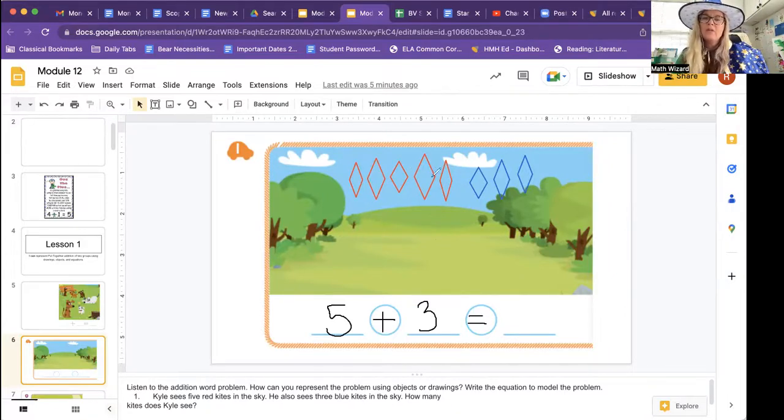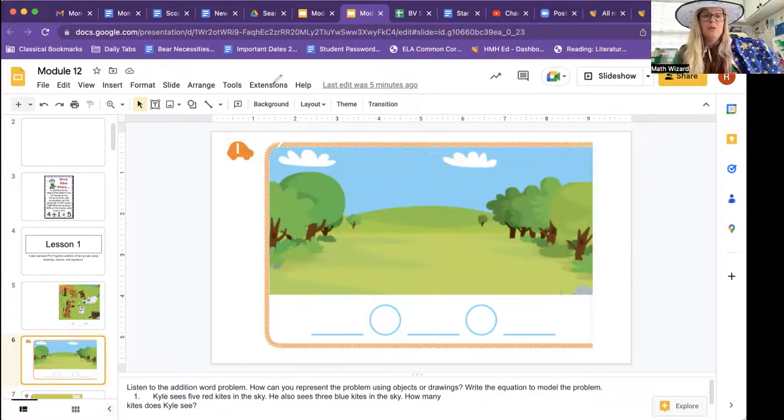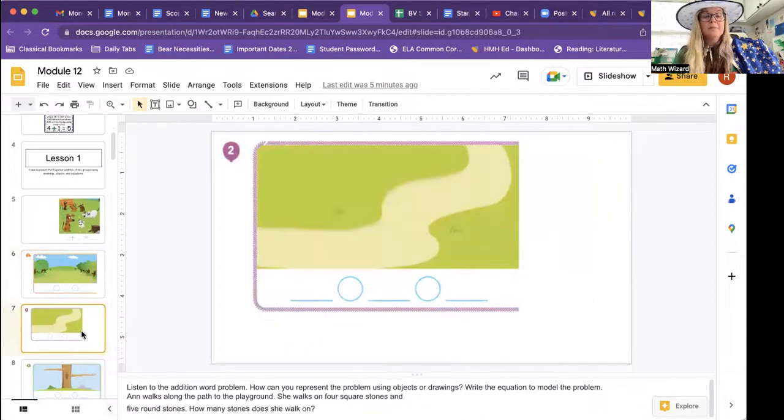1, 2, 3, 4, 5, 6, 7, 8. Does my picture match the story? It does. And does my equation match the picture? It does. All right. Why don't you pause this while you do that problem? Draw the kites.